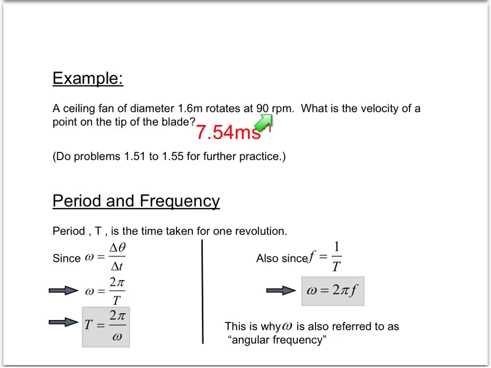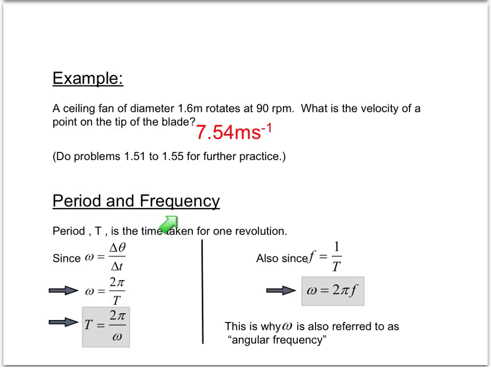So once you've converted that into the appropriate unit, radians per second, it's a simple matter of multiplying it by the 1.6 meters to find the linear speed v, which should turn out to be 7.54 meters per second. So have a go. Once you've converted that and multiplied it by 1.6, you should be able to get this number in meters per second.